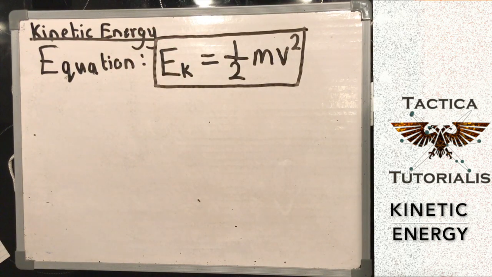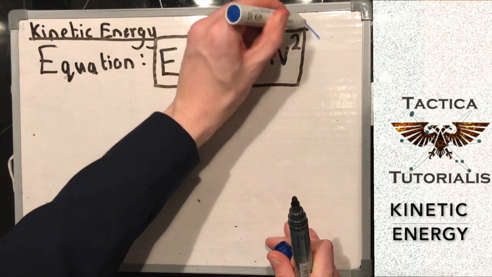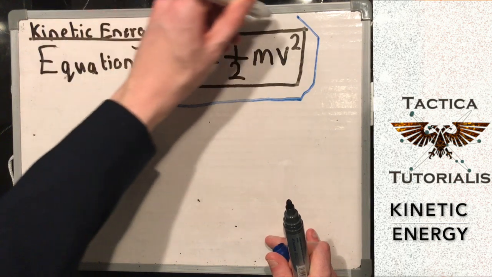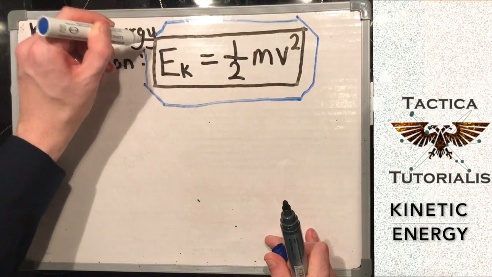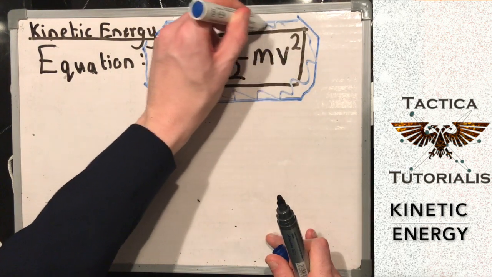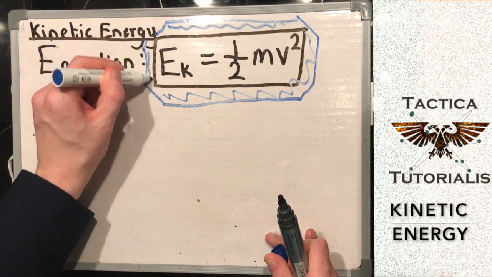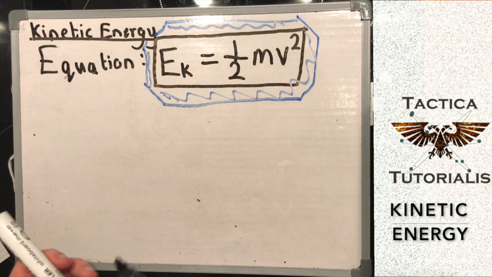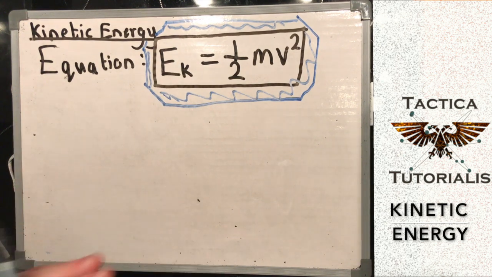I'm going to put that in a really important size box, because it's really important. E_K is 1/2 m v squared. This formula, you really need to know it. I can't stress that one enough. But what are those symbols?